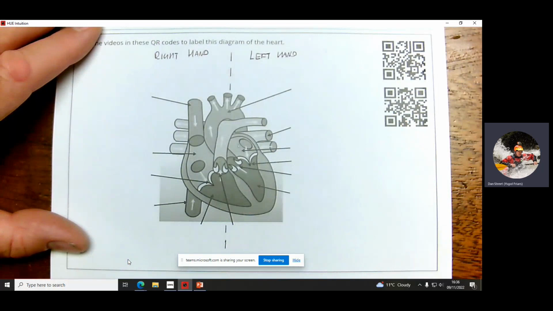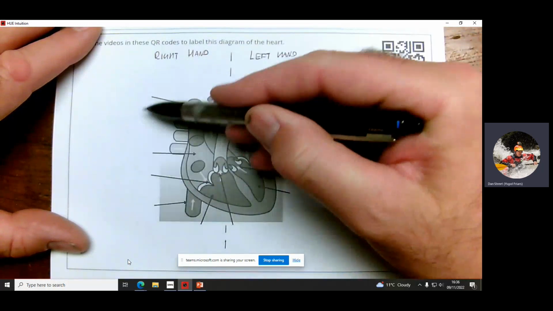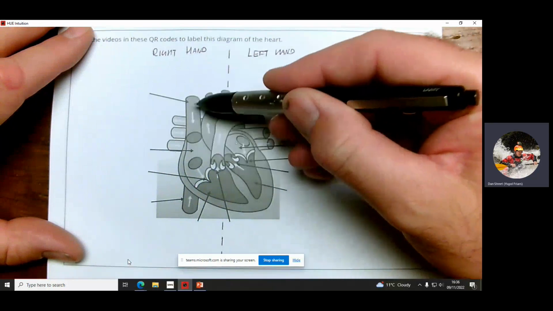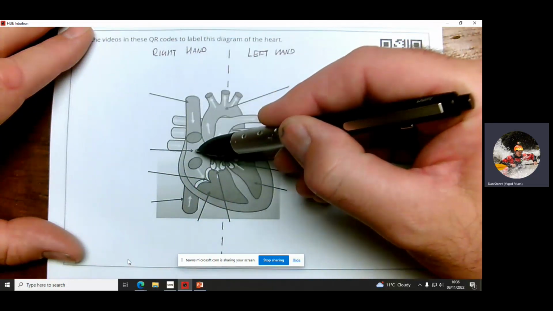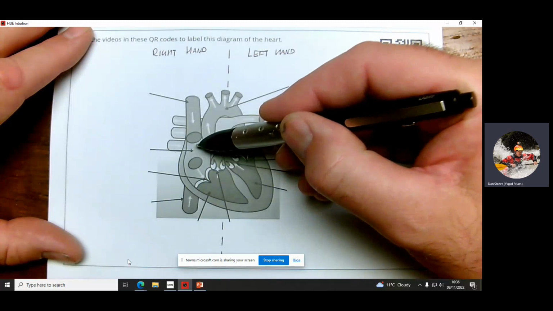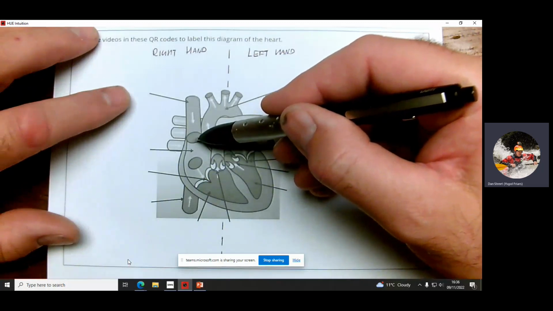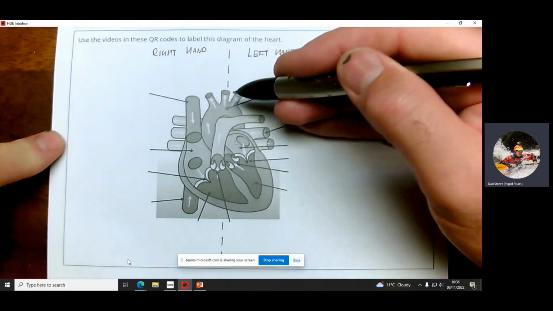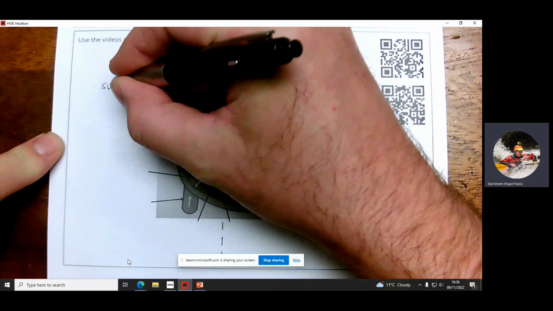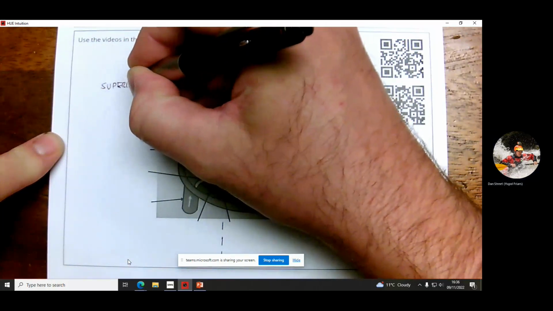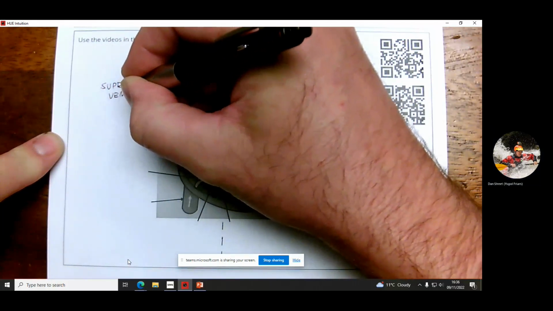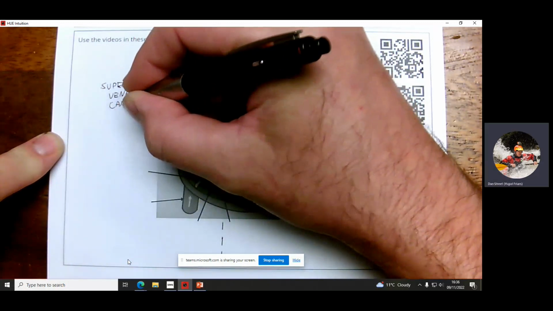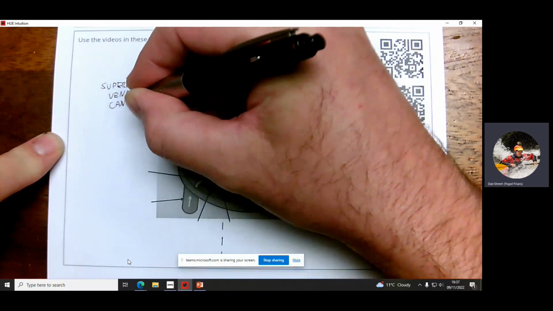Okay. Now, if we start from the top of the diagram and work our way around, this blood vessel here is bringing blood into the heart, therefore it must be a vein. It's bringing blood from the rest of the body, so it's the vena cava, and it's coming from the top of the body, so it's the superior vena cava. Okay, so that's the superior vena cava. That's a vein, so it's bringing blood towards the heart.